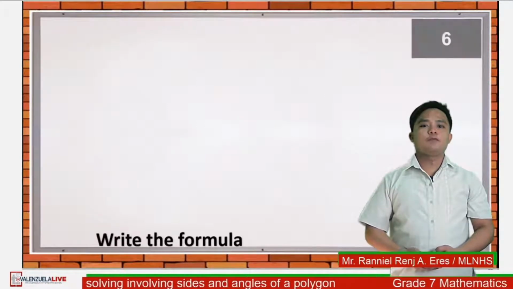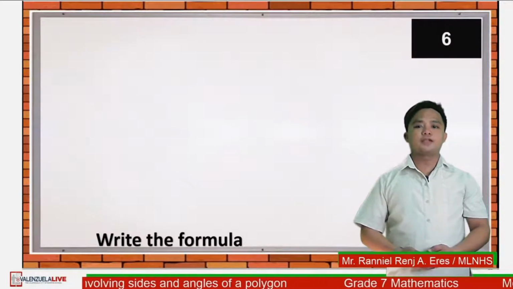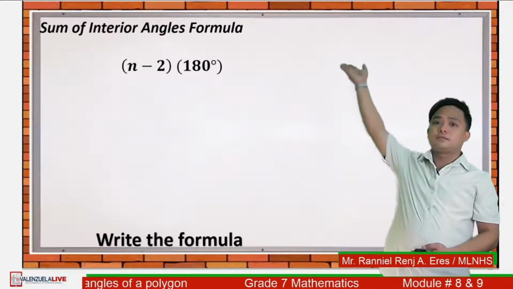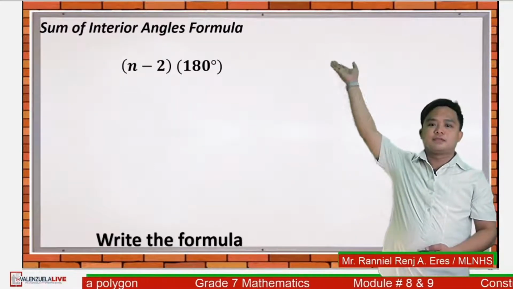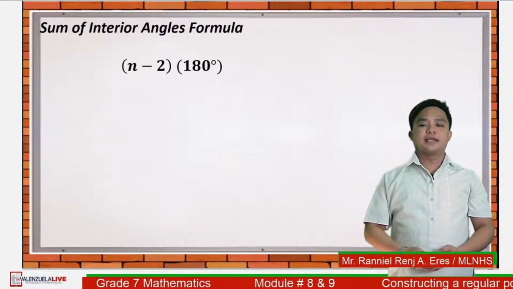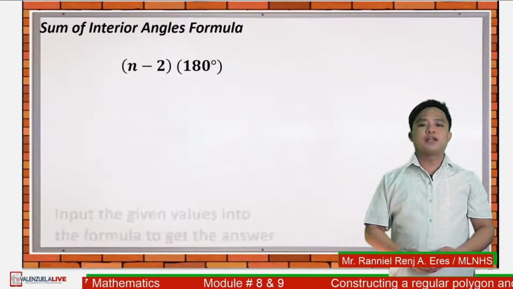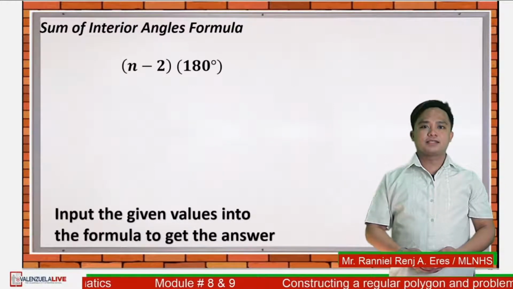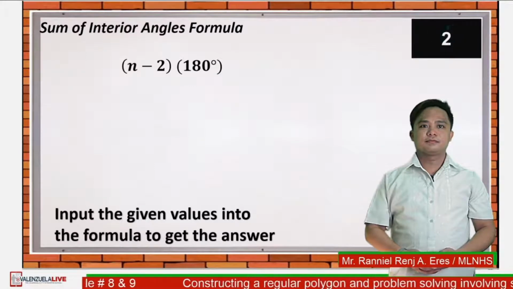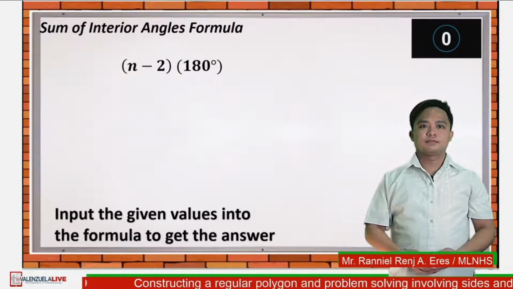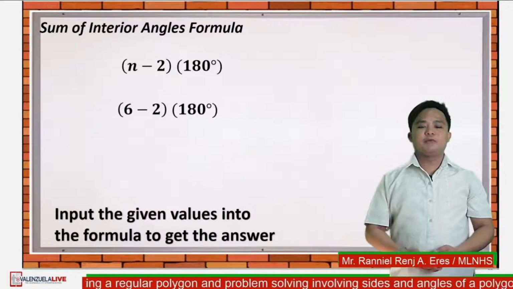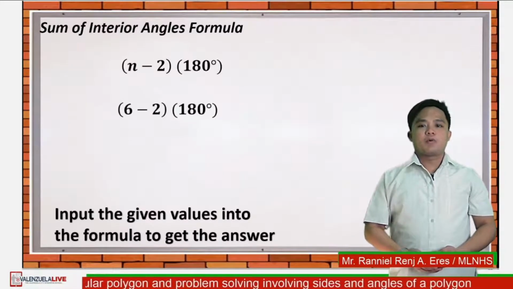So we are looking for the sum of the measurements of all interior angles, so we will use this formula. Since a Piatos chip is a hexagon, it has 6 sides. Therefore, we will interchange the value of n by 6. And lastly, if we simplify, what would be our answer?